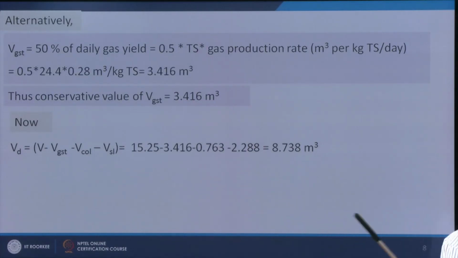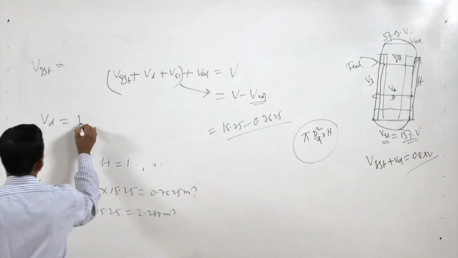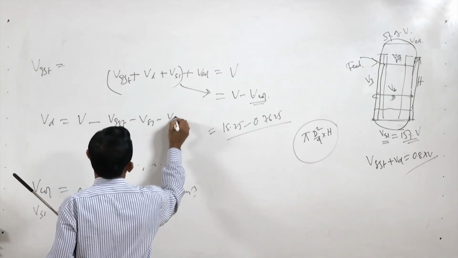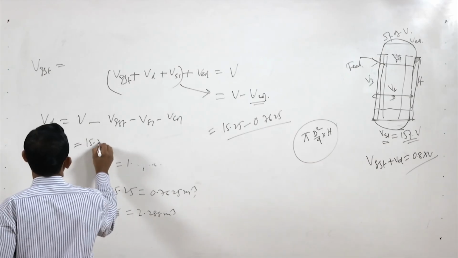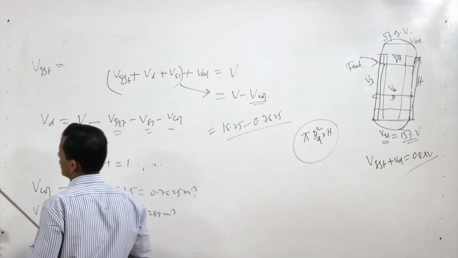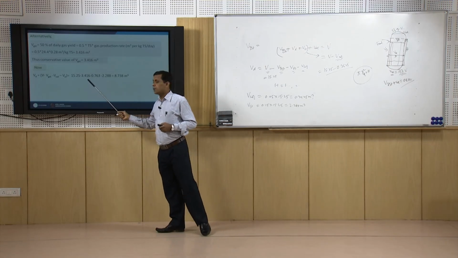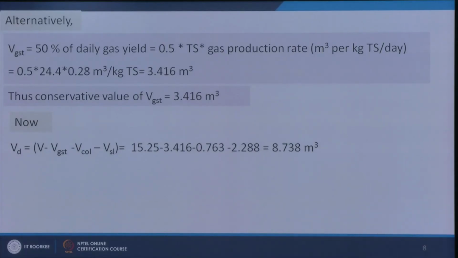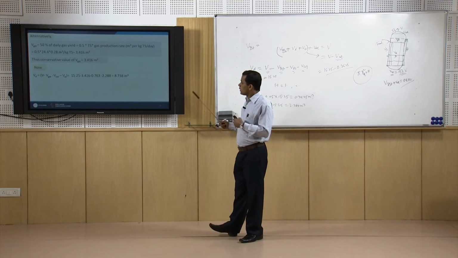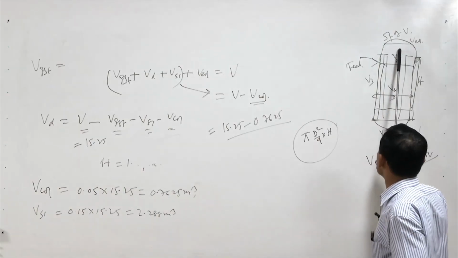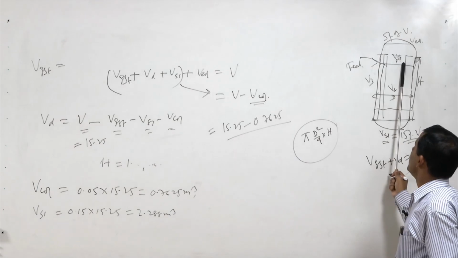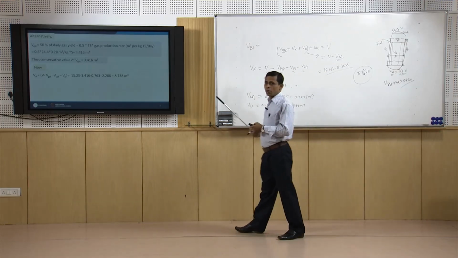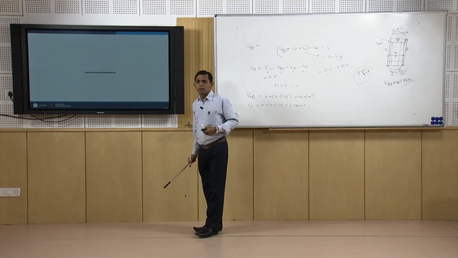So then what is VD? VD is equal to V minus VGST minus VSL minus VCOL. We have got everything: 15.25 minus 3.416 minus 0.763 minus 2.288, so we get 8.738 meter cube. Now we have got the values of all the zones, VSL, VD, VGST and VCOL, as well as the total volume. So the problem is solved. So that is it for this module. Thank you very much.